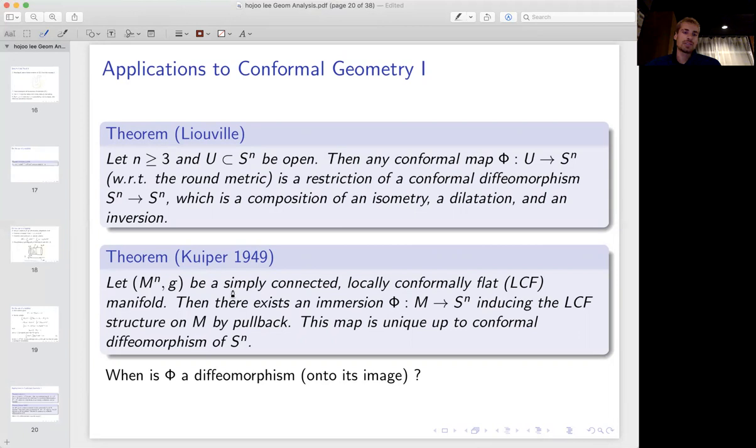And then Kuiper shows that if you're simply connected and locally conformally flat, meaning there's a locally conformally flat structure on your manifold, then there exists an immersion which induces the locally conformally flat structure on M by pullback, and it's unique up to conformal diffeomorphisms of S^n. But so we have an immersion, and now the question is, when do we have a diffeomorphism onto its image? So the injectivity of phi is an interesting question you might like to ask.